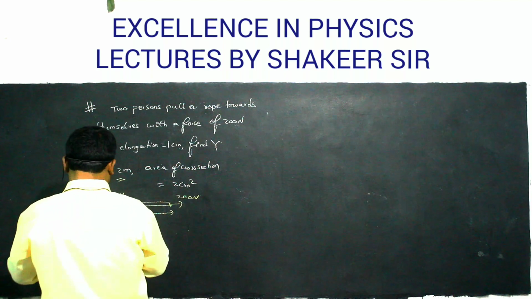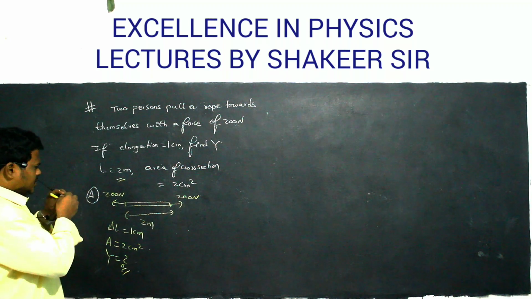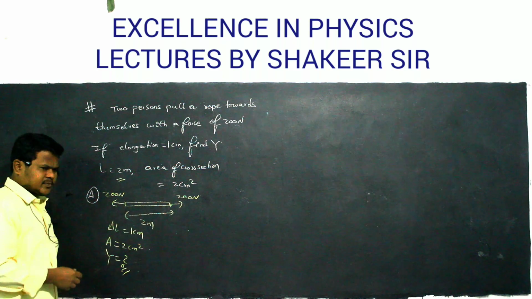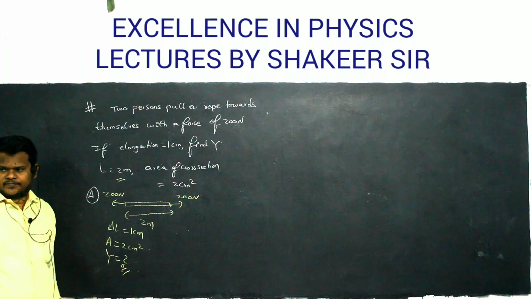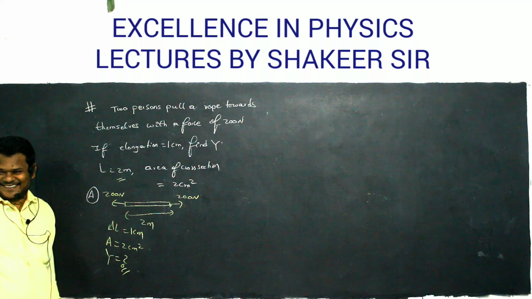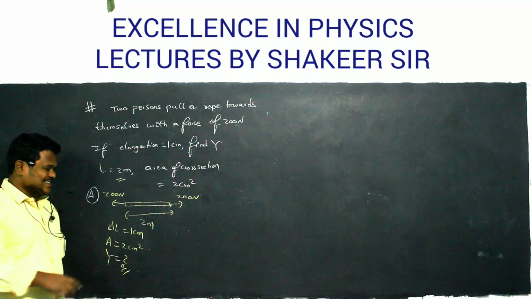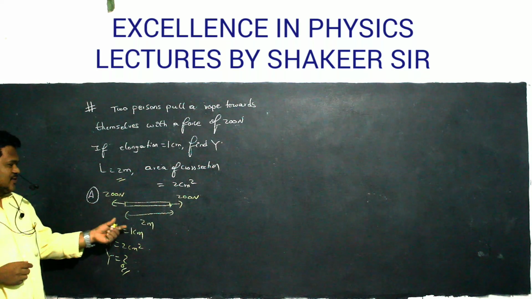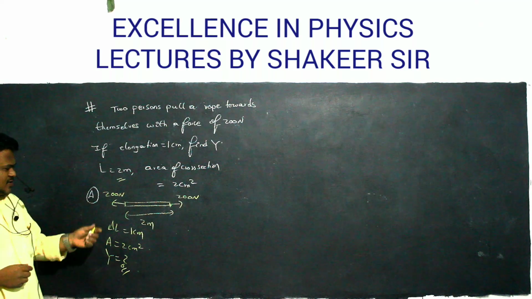So, if two people are applying a force of 200 Newton, then what is the force applied on this rope? 200 only. 400 is not correct. See, on this rope, two people are applying forces. This is 200, this is also 200. So what is the net force?